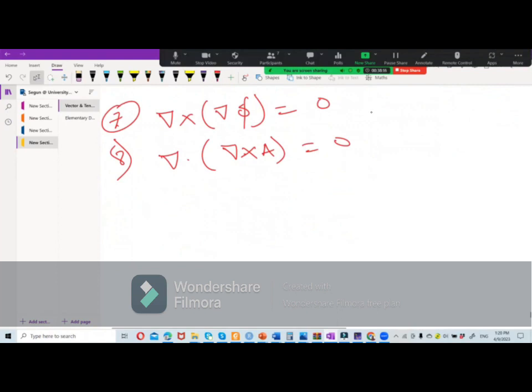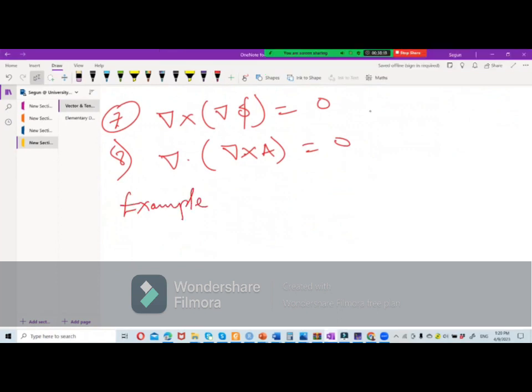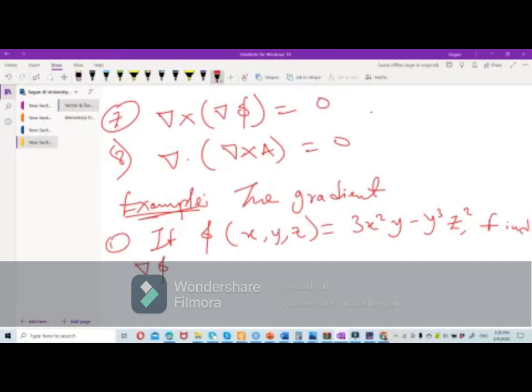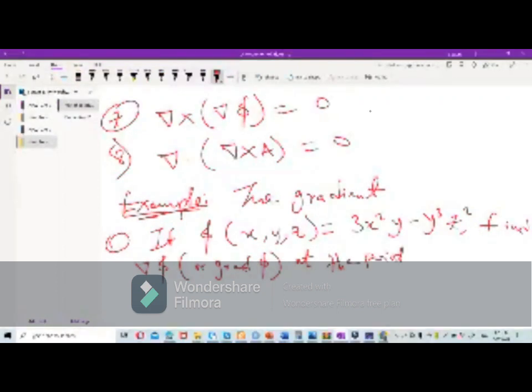Example. The gradient. So number one example, if phi of x, y, z equals 3x squared y minus y cubed z squared, the question is find the grad of phi at the point (1, -2, -1).